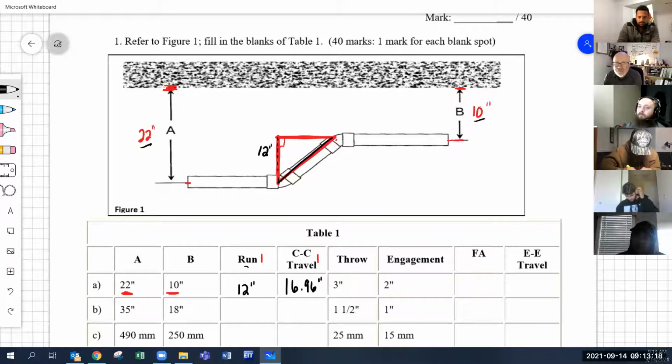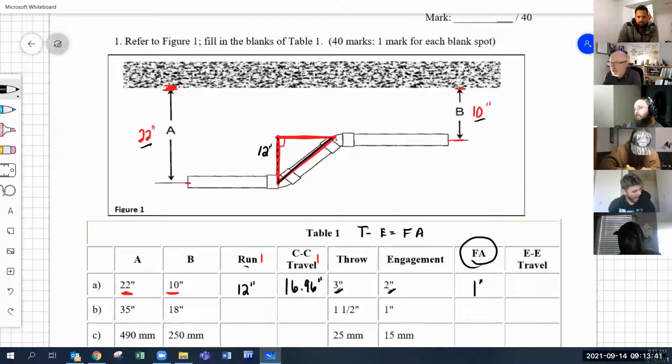So now the fitting allowance down here, it says the throw is 3 and the engagement is 2. What does that make my fitting allowance? 1 inch. Remember, the throw minus the engagement is equal to the fitting allowance, 1 inch. Now, I have a center to center measurement of this pipe at 16.96. What is my end to end? So this is my cut length. What is my cut length of my piece of pipe?